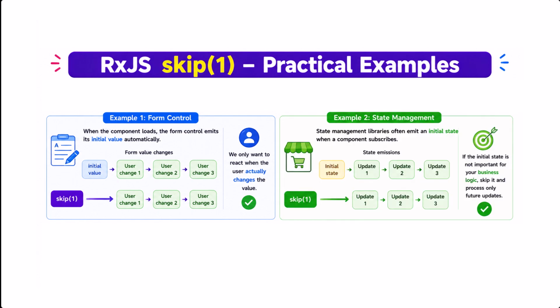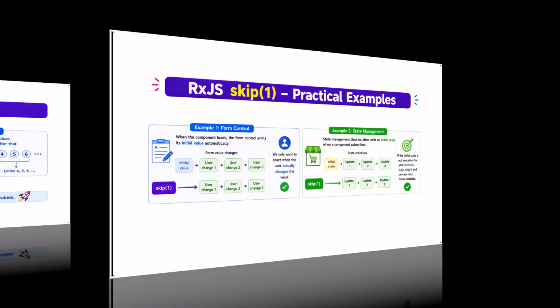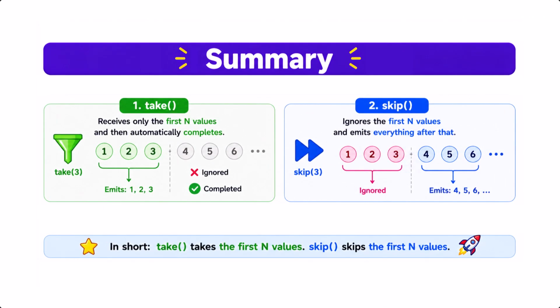Similarly, state management libraries often emit an initial state when a component subscribes. If that initial state is not important for your business logic, you can skip it and start processing only future updates. In general, skip helps us avoid running unnecessary logic for initial or irrelevant emissions. So, to summarize, take receives only the first n values and then automatically completes. Skip ignores the first n values and emits everything after that. Take is useful when you only need a limited number of values. Skip is useful when you want to ignore initial emissions. I hope both take and skip are clear.